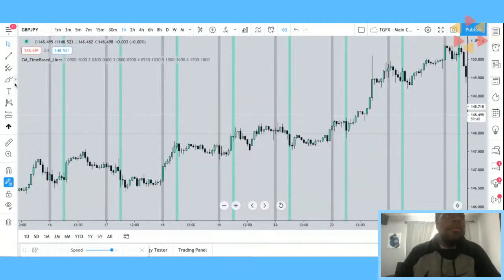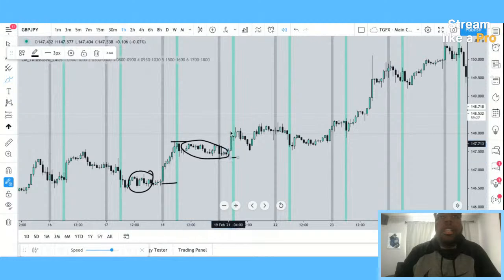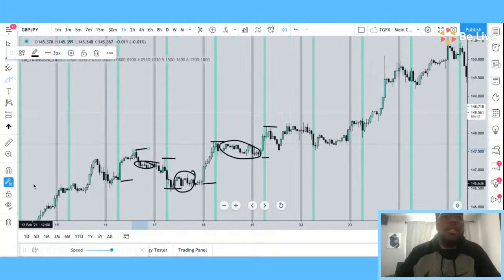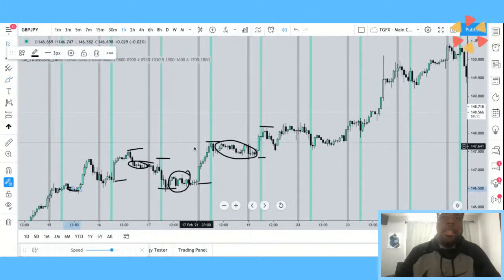For an example, look at this. Why would you want to trade in a small range like this when you could trade in a huge range like this? Why would you want to trade in this when you can trade in this? You know what I mean? Why do you want to sit through this when you can simply catch this move or this move? Why do you want to sit and, you know what I mean?